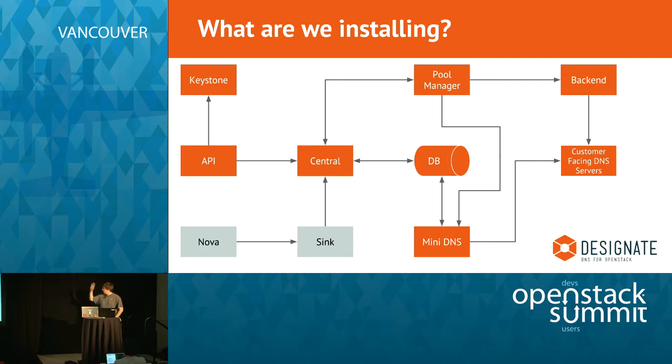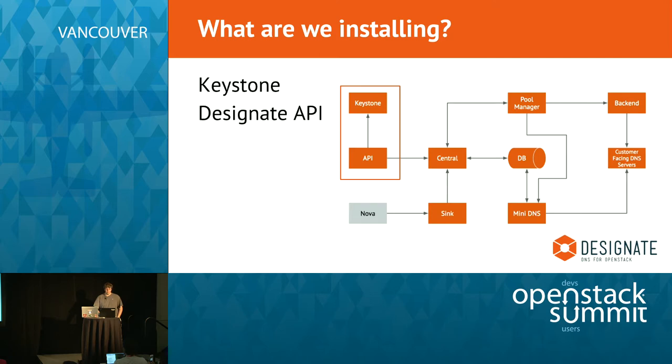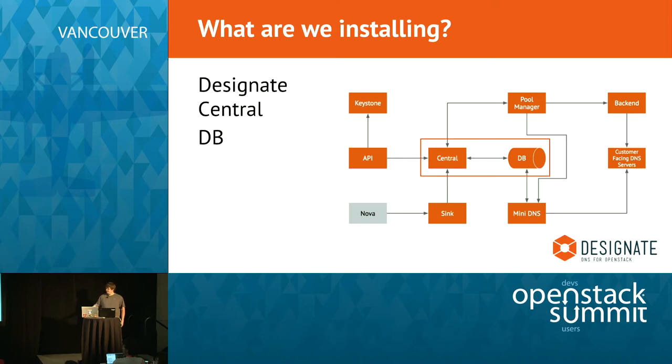So this is just an overview of what Designate kind of looks like from an architectural perspective. The first thing we're going to be installing is the Designate API, which is your basic REST API that validates JSON, that kind of thing. It talks to Keystone, which we already have installed, for authentication purposes. Designate Central is where most of the business logic in Designate happens, and it talks to the database, which we're going to be using MySQL for this workshop.